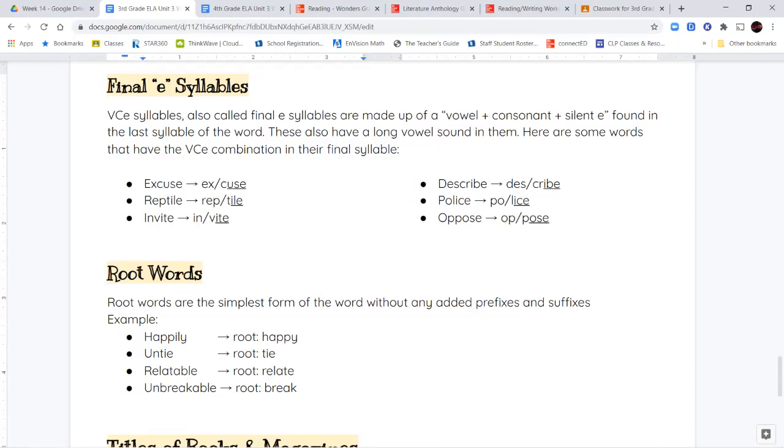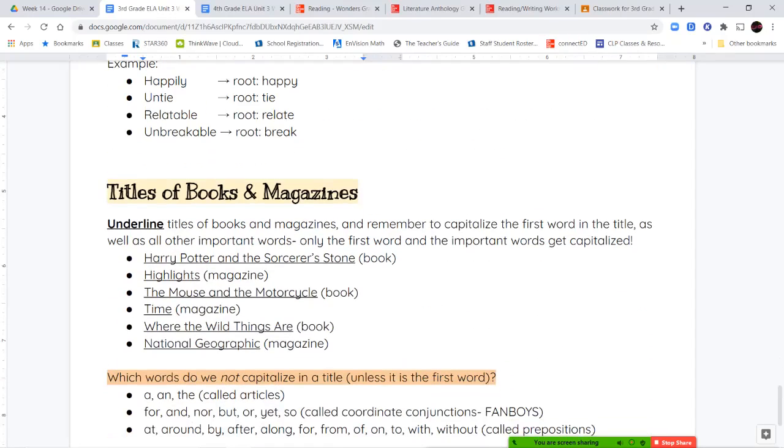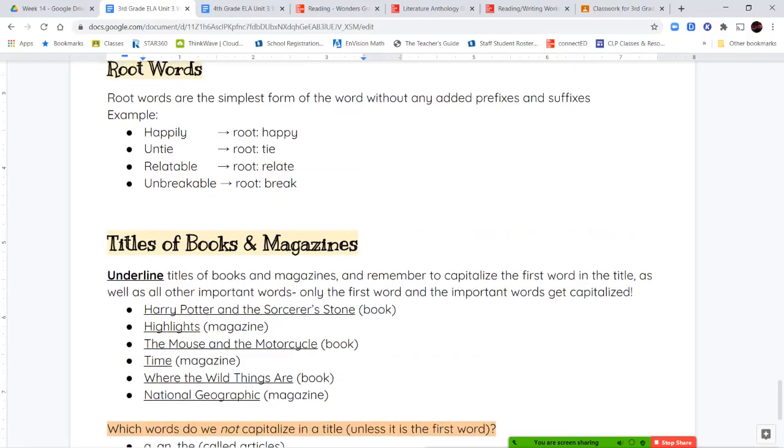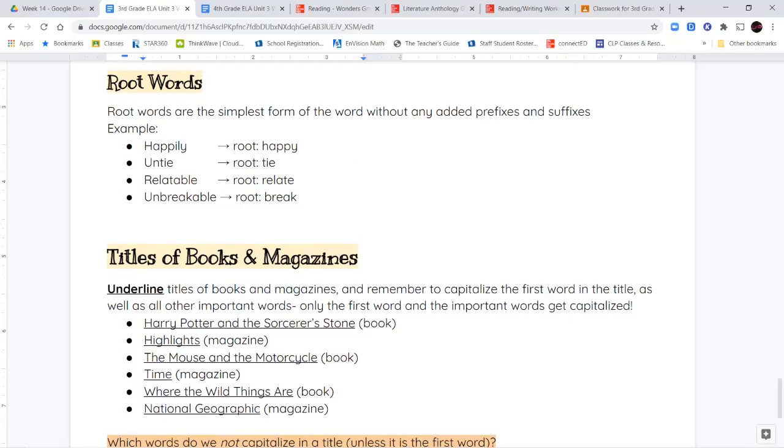So as you go through your workbooks, take a look and pay attention to where you find these. Make sure you're splitting them in the correct spot and find that VCE combination. Now, the last two things we're going to talk about are going to be root words, and then we're going to talk about capitalization and underlining.